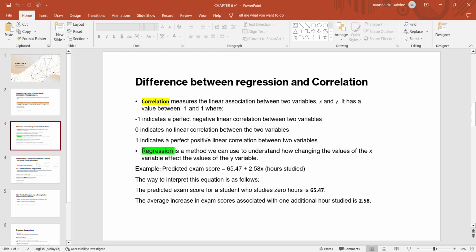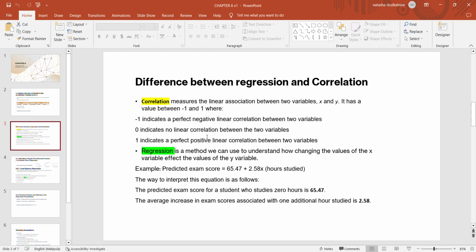Okay, for an example, you have the dependent variable, which is predicted exam score, equal to 65.47, which is the constant value, plus 2.58x. Okay, x is your independent variable, which is hours of study. Let's say if you don't have any hours to study, you have 0 hours to study, you may have only the value of 65.47.